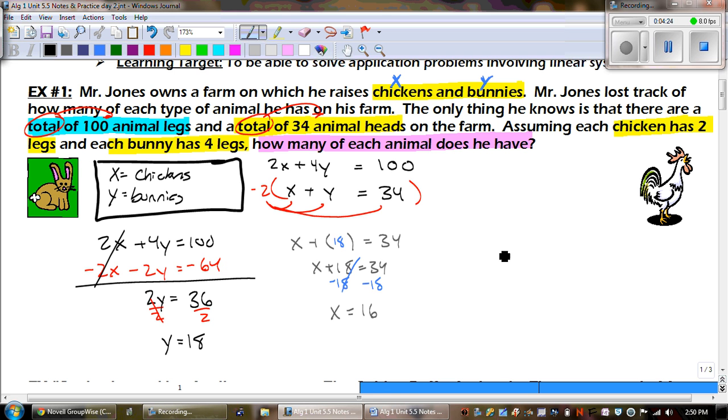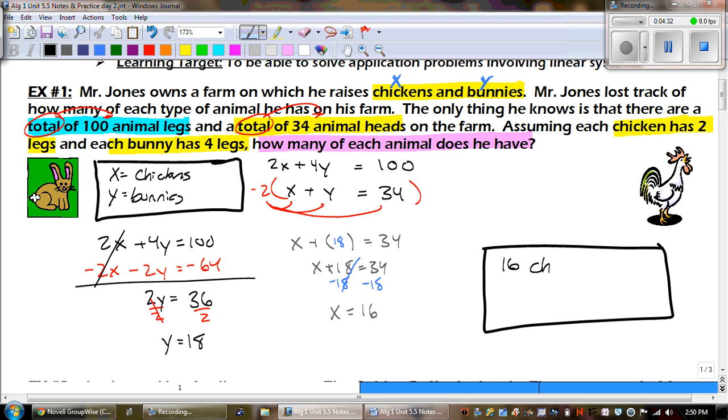So the final answer, how many of each kind does he have? He has 16 chickens and 18 bunnies.